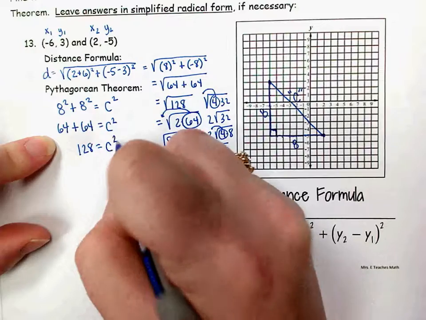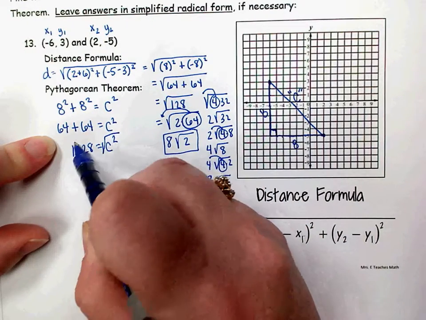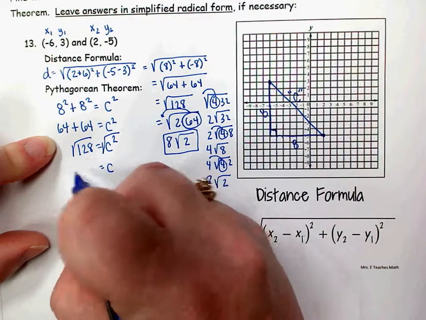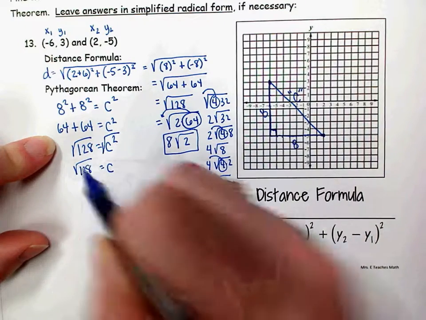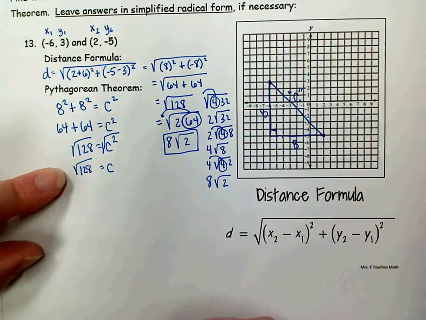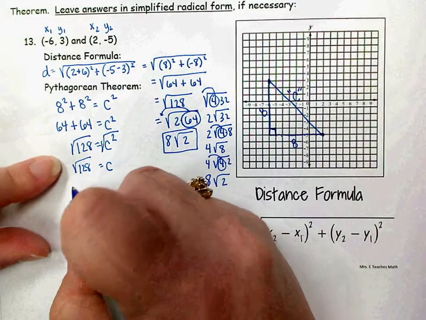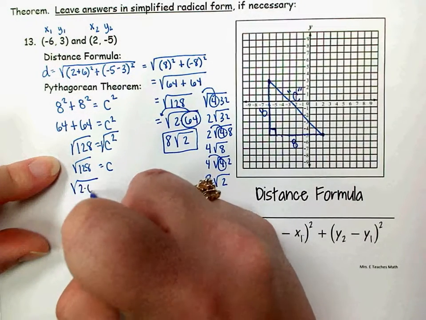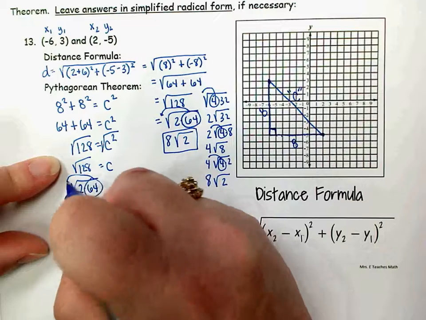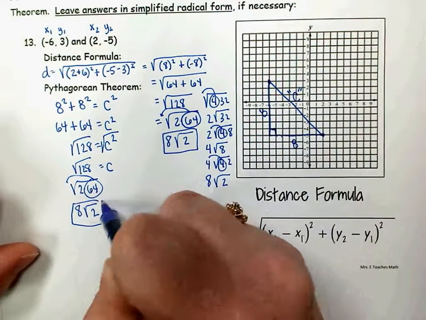And now I can undo the squaring by taking the square root of both sides. So now I'm to the exact same spot I was over here. My distance is the square root of 128. That's when we go through the simplifying of the radical again. So I can rewrite that as 2 times 64, take the square root of 64, and get 8 root 2 again for the distance between the 2 points.